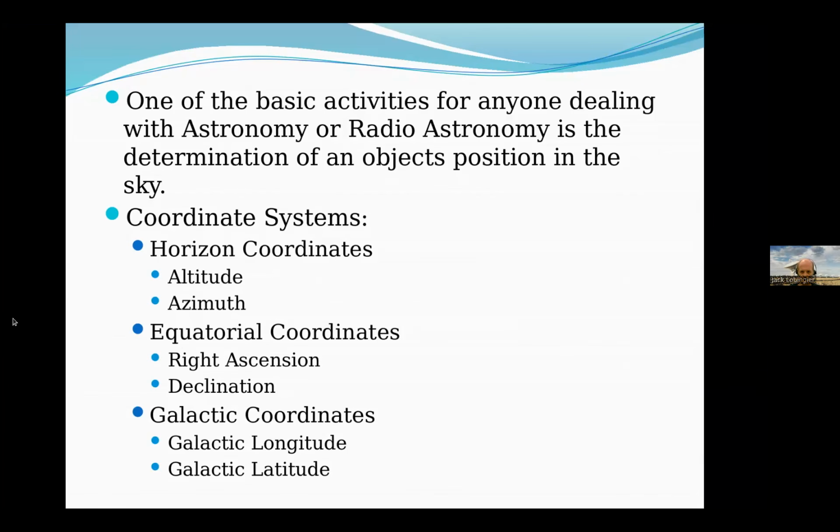One of the basic activities for anyone dealing with astronomy or radio astronomy is the determination of an object's position in the sky. There are three basic coordinate systems in use: horizon coordinates, which are altitude and azimuth; equatorial coordinates, which are right ascension and declination; and galactic coordinates, which are galactic longitude and galactic latitude.